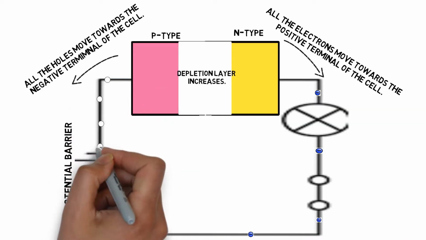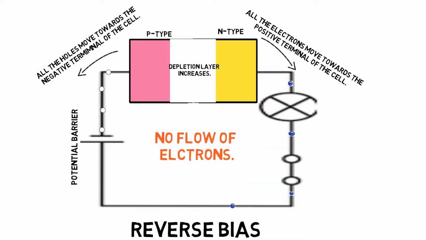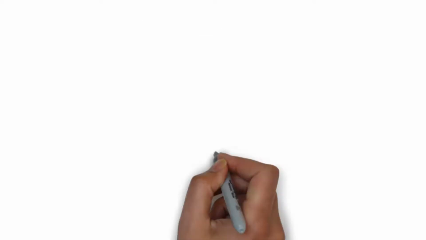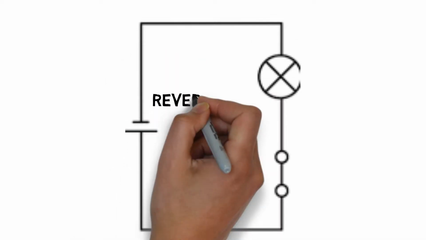As you can see, the depletion layer broadens. This prevents the flow of electrons. Hence there is no flow of electrons in the circuit. This is known as reverse bias since there is no flow of electrons. Let's observe the two types of bias by representing the diode with its symbol.